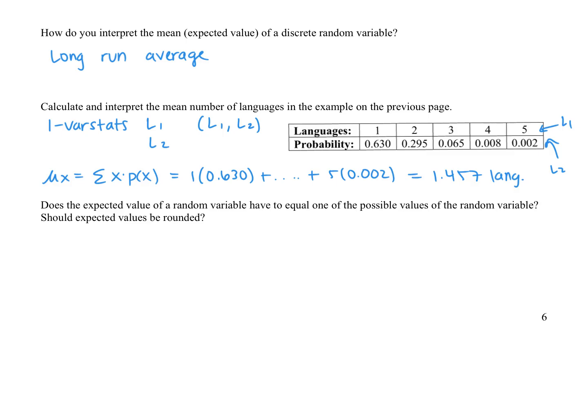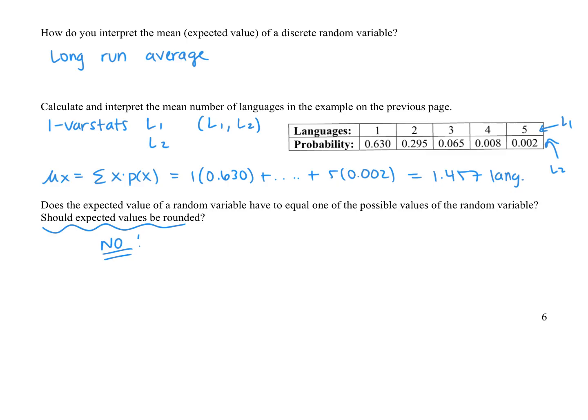Okay, does the expected value have to equal one of the possible values? No, right? 1.457 is not a possible number of languages. Should your value be rounded? No. I cannot stress that enough. On the AP test, if you get this number and then you round it to 1 or you round it to 2, you're not going to get credit, even though you had the right number. There is only one time that you round numbers, and this is not it. And we haven't actually gotten to it yet.